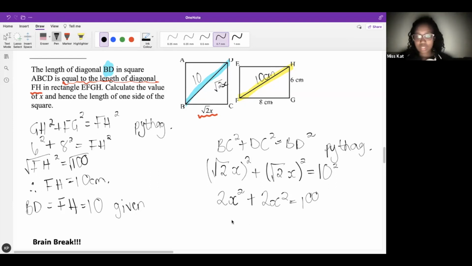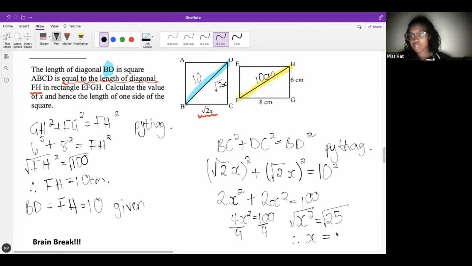Okay, so you guys said this is 4x squared, and Abu has written the rest of it for me, because we divide by 4, divide by 4. So then x squared will be 25. You square root. Therefore, x is 5. Next to each other because the sides are the same.